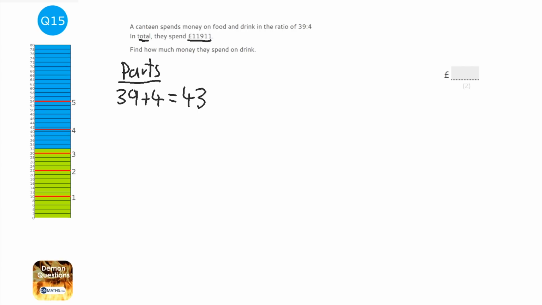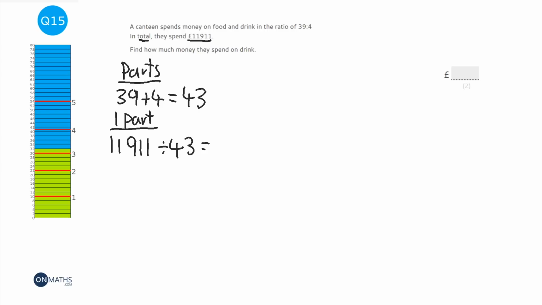The next stage of this is to work out what one part is worth. Well, you get the amount and you divide it by the number of parts. You're splitting the amount of money between 43 parts. So 11911 divided by 43, and I get £277. So each one part is worth £277.